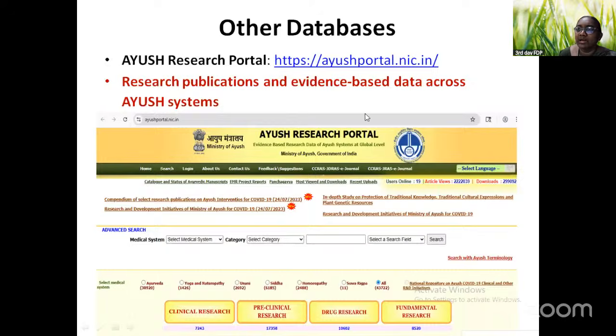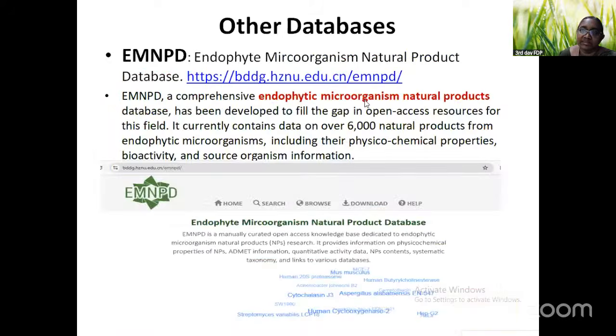So this will give the research papers and evidence-based data for folklore and other traditional medicinal systems. EMNPD, this is mainly for the endophytic microorganisms from natural organisms. This is the website and this is the home page. Here we can search or browse and we can download the information that is being displayed.